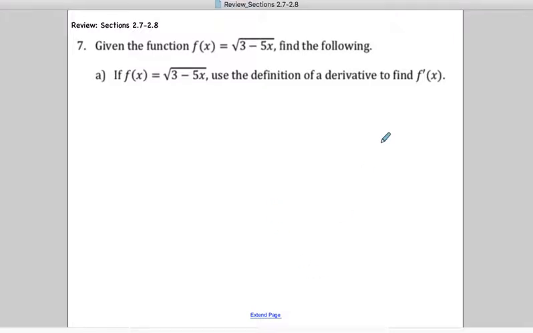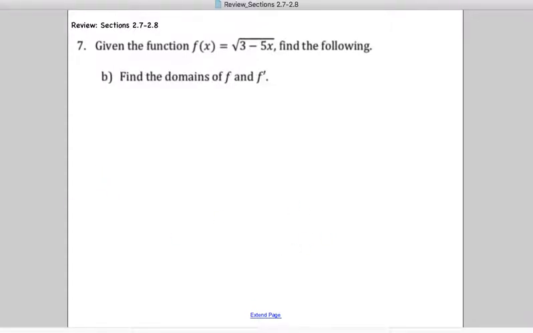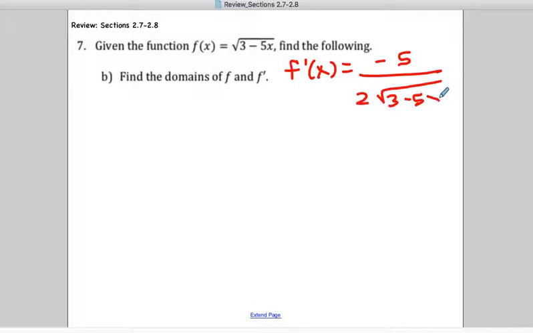All right. On our review, sections 2.7 through 2.8, I got asked to do number 7B. So in order to do 7B, though, we need to know the answer for 7A. I'm actually going to write it over here. This one is saying find the domains of f and f prime. So that's our derivative, which is from part A. And in part A, you should have gotten an answer of -5 over 2 square root of 3 minus 5x.